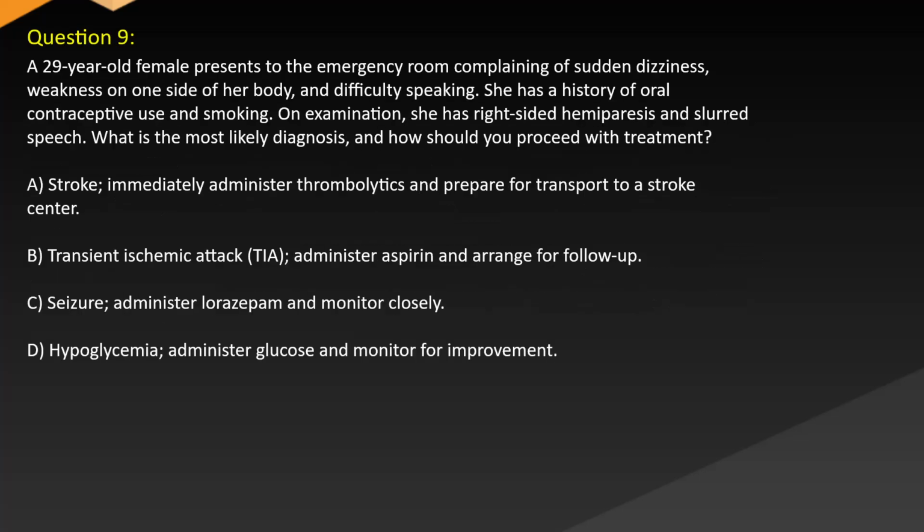Question 9. A 29-year-old female presents to the emergency room complaining of sudden dizziness, weakness on one side of her body, and difficulty speaking. She has a history of oral contraceptive use and smoking. On examination, she has right-sided hemiparesis and slurred speech. What is the most likely diagnosis and how should you proceed with treatment?